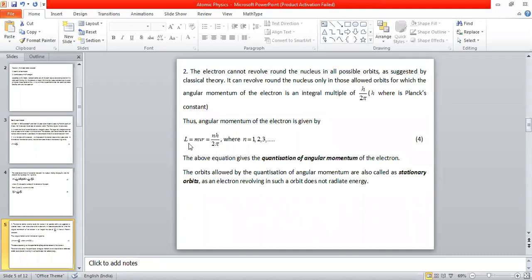So equation 4, which says that angular momentum L is equal to mvr is equal to nh/2π, is what we call quantization of the angular momentum. ಯಾವ ಜಾಗದಲ್ಲಿ angular momentum quantize ಆಗುತ್ತೋ ಅಲ್ಲಿ ಆರ್ಬಿಟ್ಸ್ ಗಳು ಮಾತ್ರ ಇರಕ್ಕೆ ಸಾಧ್ಯ. ಆ ಆರ್ಬಿಟ್ಸ್ ಗಳನ್ನ ನಾವು ಸ್ಟೇಷನರಿ ಆರ್ಬಿಟ್ಸ್ ಅಂತ ಕರಿತೀವಿ. Okay na? That is what was proposed by Niels Bohr.